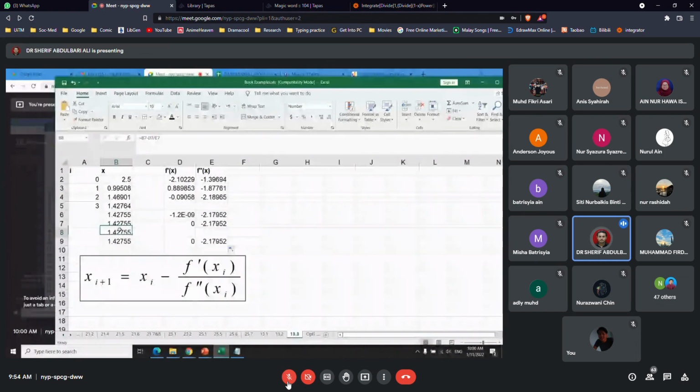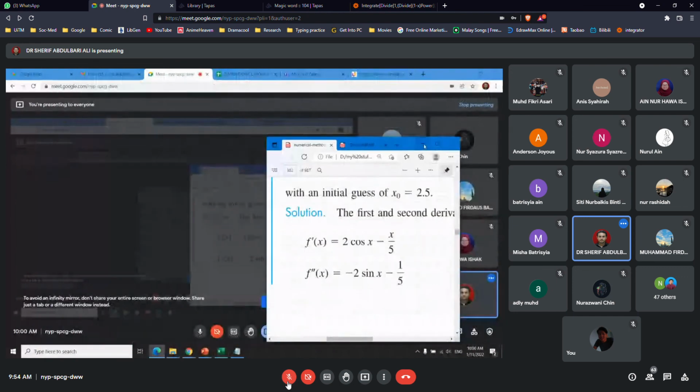But most of the time, when the question comes, they are going to ask you to stop at the value of the tolerance error. So if the question is asking for the tolerance error, this means you need to calculate the approximate error. So that's all for the bracketing methods using the optimization.